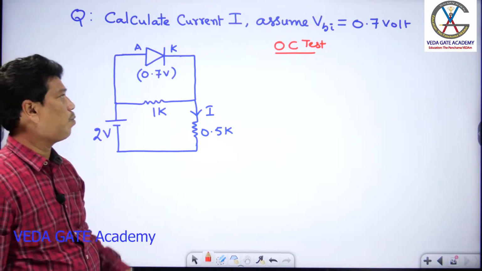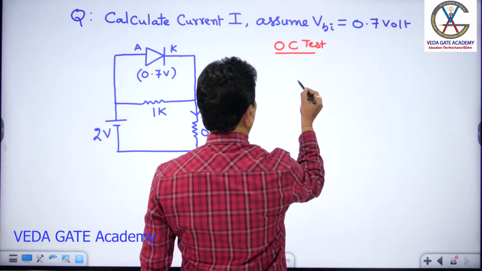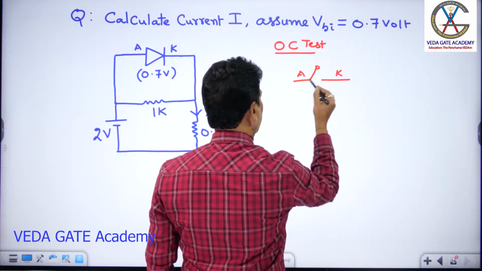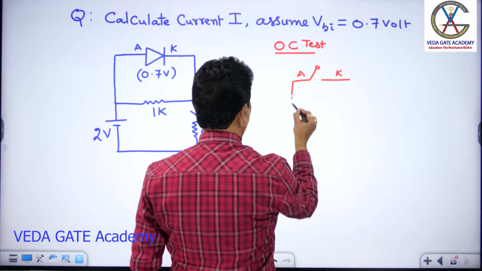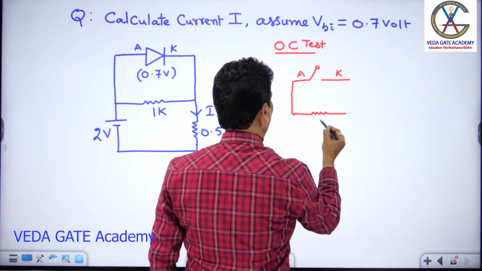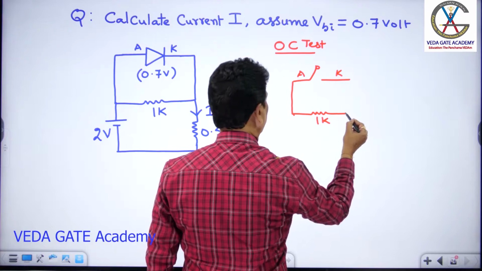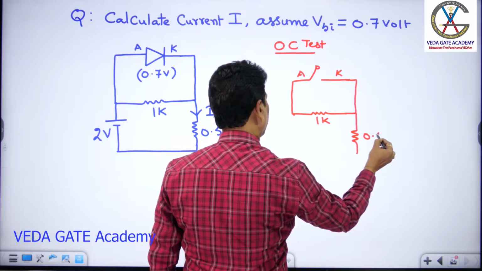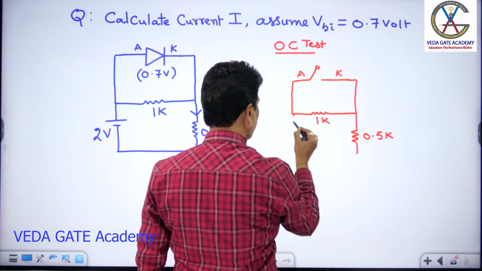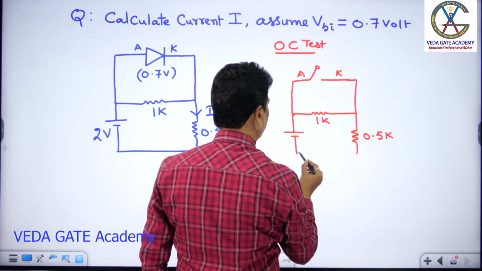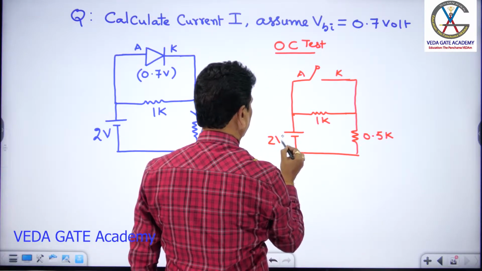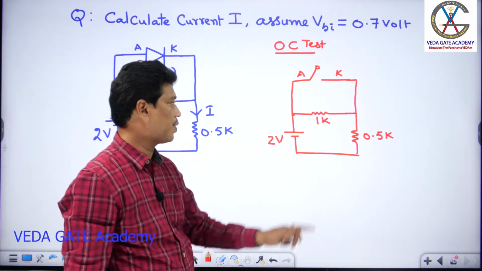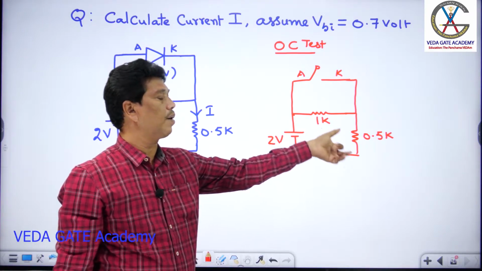So assuming that the diode is an open circuit, then what happens? You see this, this is the diode whose anode and cathode are considered open circuit. Remaining things are as they are. 1K, 0.5 K here, and this is a supply of 2 volt. Right. So because the diode is considered open, this 1K and 0.5 K look like a series across this 2 volt supply. Then it looks like a voltage divider.